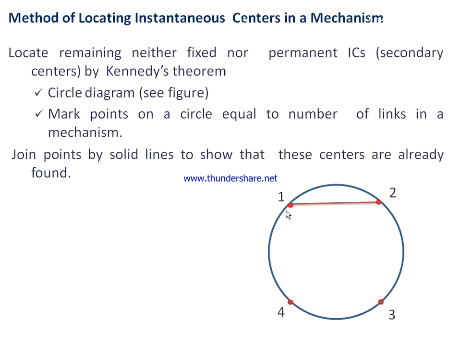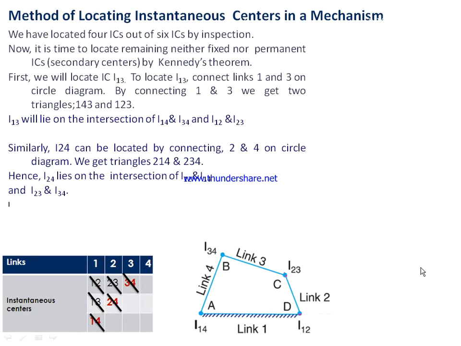Now join points by solid lines to show that these centers are already formed. If I join link 1 and link 2, I12 is located. Similarly, if I join 1 and 4, it is understood that the instantaneous center between link 1 and 4 is located. Between 2 and 3, I23 is located. Similarly, if you connect link 3 and link 4 by a solid line, it indicates that I34 is already located.